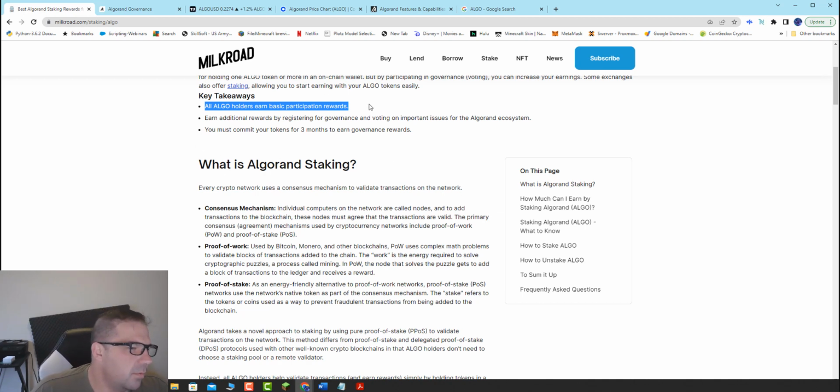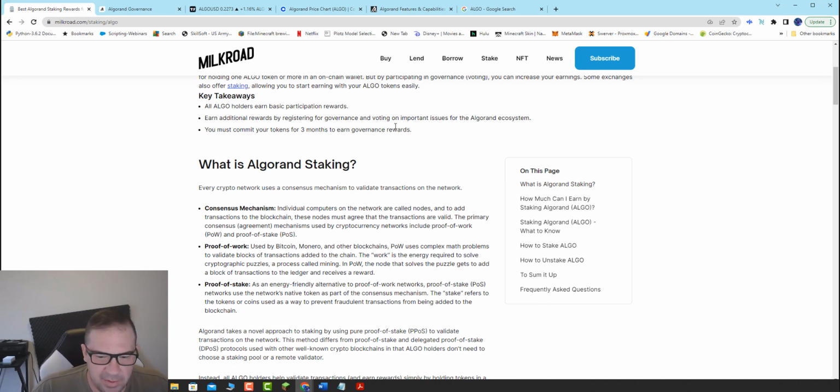Now, if you go, okay, so how am I supposed to stake? Well, here's the thing. Everyone gets a basic participation reward, very low. I mean, who knows? It could be like 1 or 2 Algo a year. I have no idea. It is very low. You earn additional rewards by registering for governance and voting on important issues in Algorand.